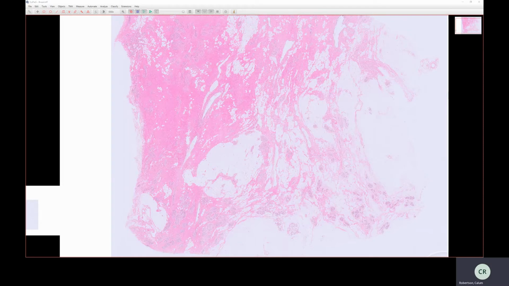So this was part of a mastectomy. This is actually a normal section taken from the specimen, or normalish.